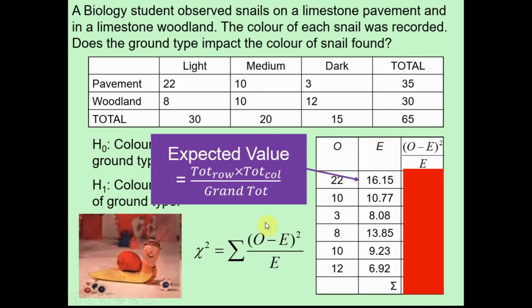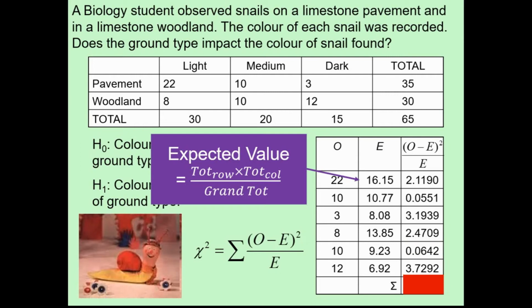Then the test statistic is exactly the same as that used for goodness of fit tests. So we do the difference between O and E, all squared over E. So for the first one, difference between these two, square it and divide by E, divide by 16.15, and we get this value here. And again, we can work out that for each of our 6 cells.